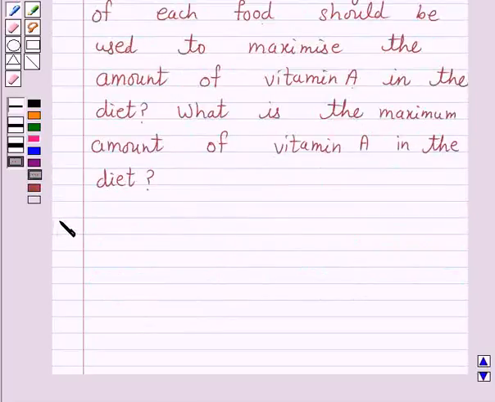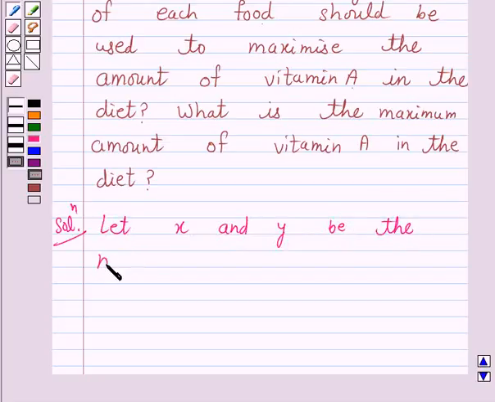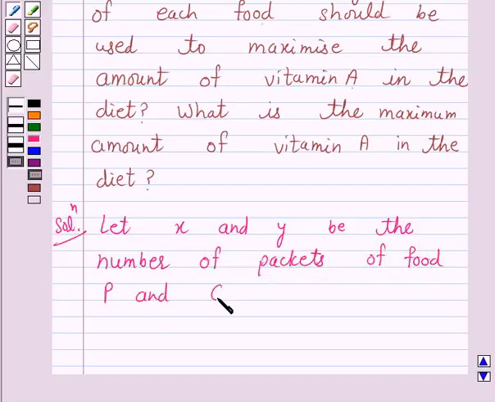So let's start the solution. Here we will first formulate the linear programming problem according to the given conditions and then we will solve it graphically. Let x and y be the number of packets of food P and Q respectively.